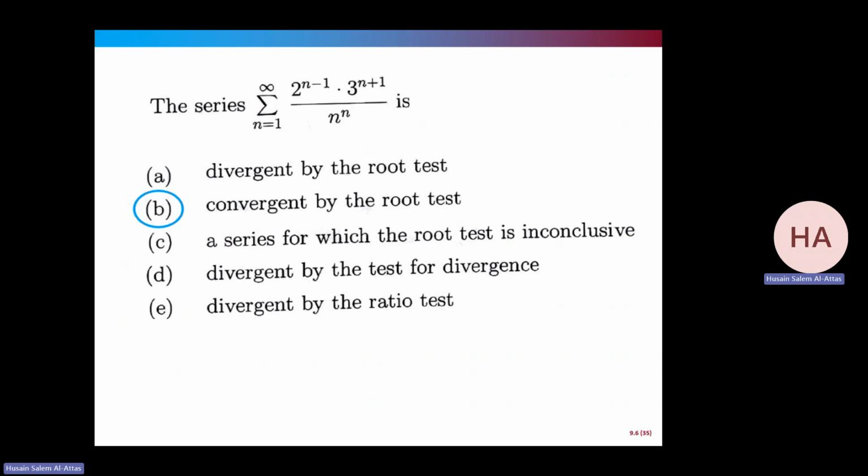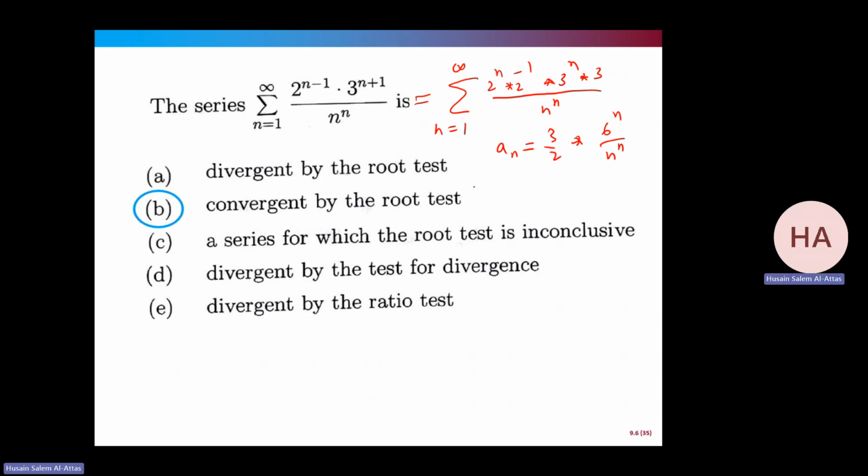2 to the power n minus 1 times 3 to the power n plus 1 over n to the power n. If you notice this series, let me rewrite it. That will be the summation from n equals 1 to infinity of 2 to the power n, 2 to the power minus 1 times 3 to the power n times 3 over n to the power n. So my a_n is 3 over 2 times 6 to the power n over n to the power n.